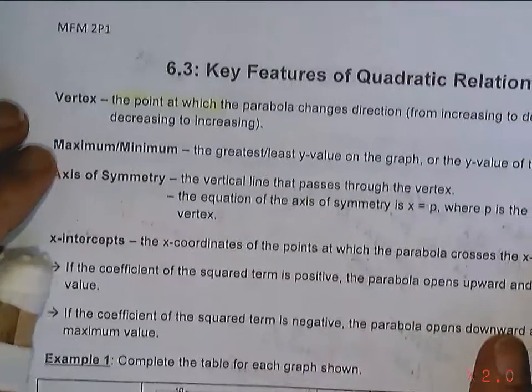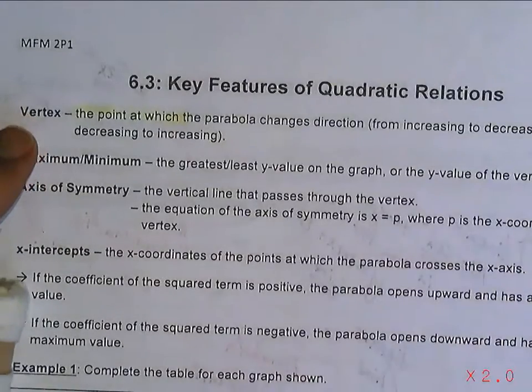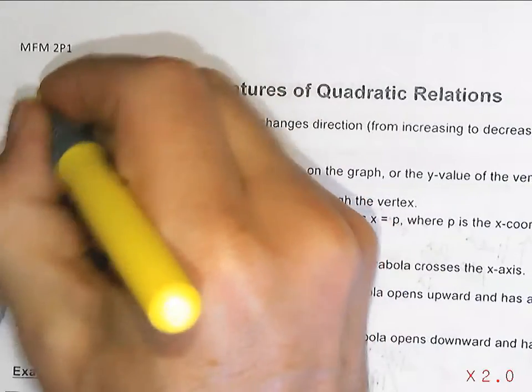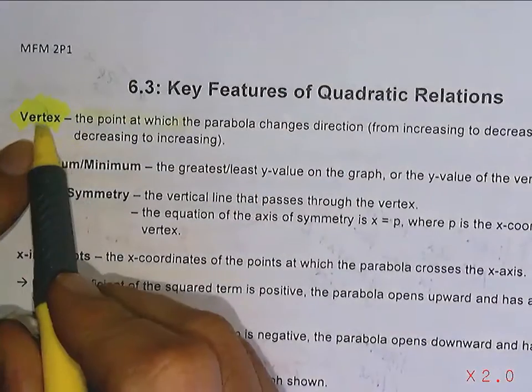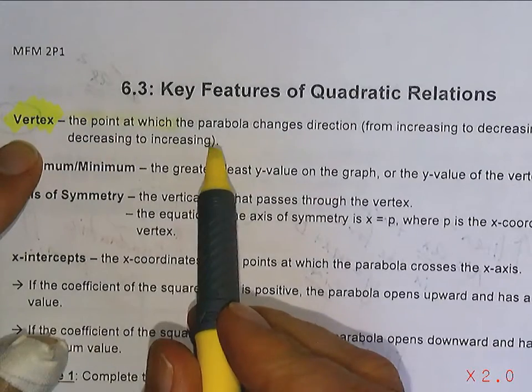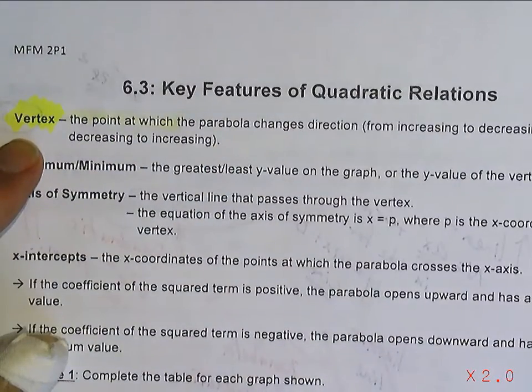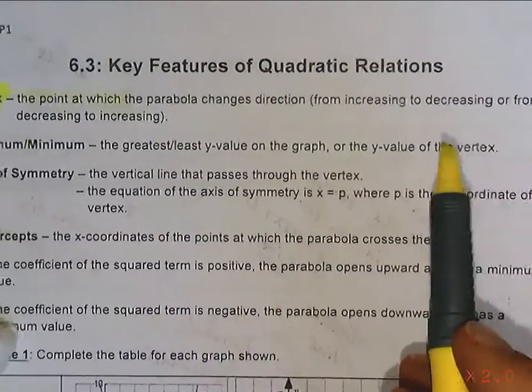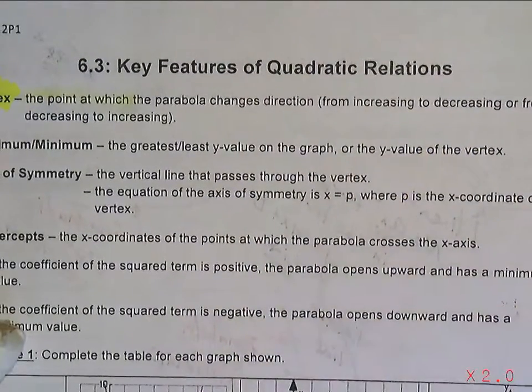So, the first thing, there's this thing called a vertex. We're going to have to learn all of this vocabulary. There's a thing called a vertex, and the vertex is the point at which the parabola changes direction. So where it changes from increasing to decreasing or decreasing to increasing.